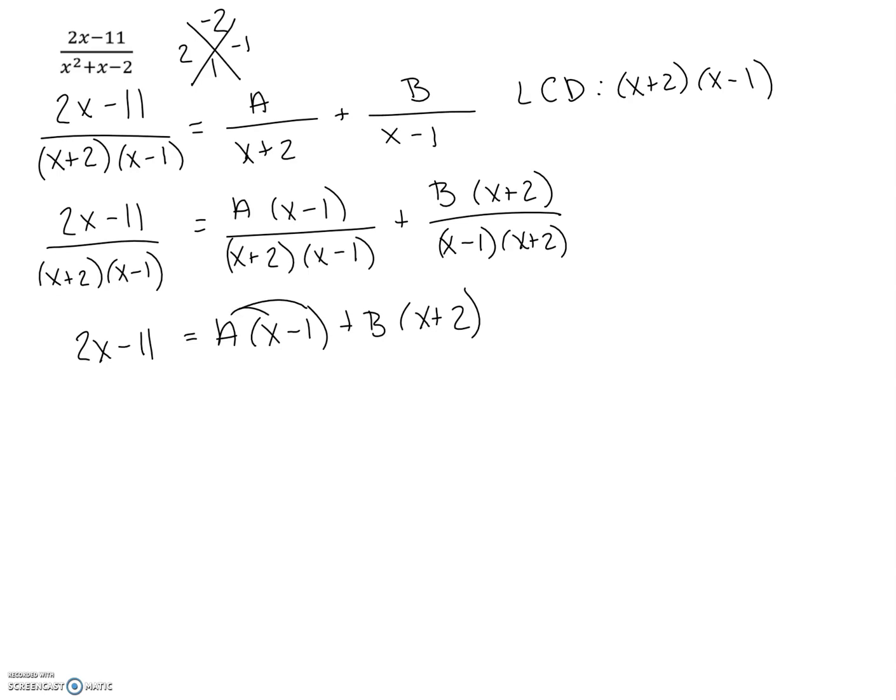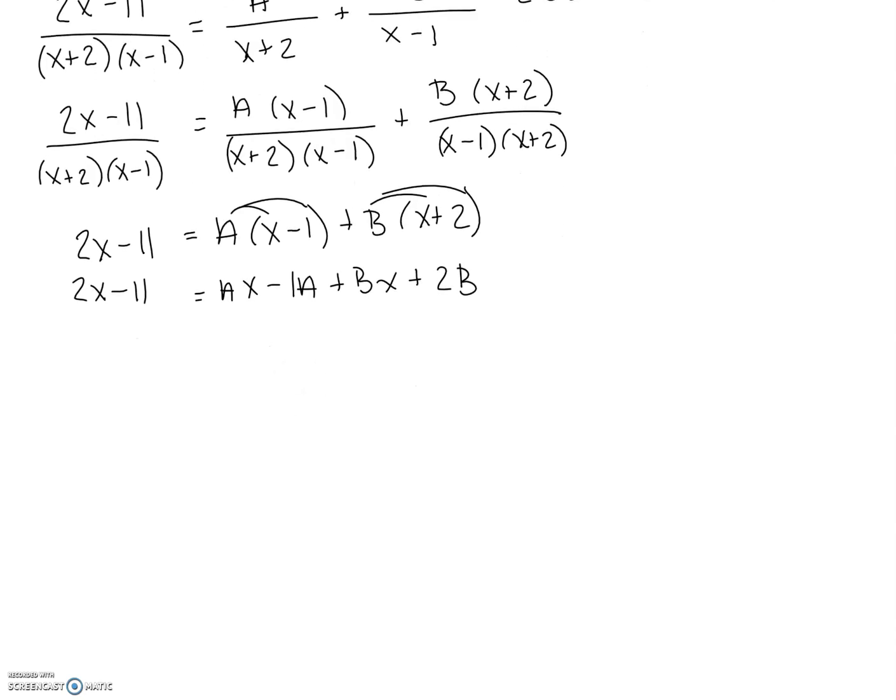I can distribute the a and the b even though I don't know what they are yet. A times x is ax. A times negative 1 is negative 1a. B times x is bx. And b times 2 is 2b. And again, it still equals 2x minus 11.